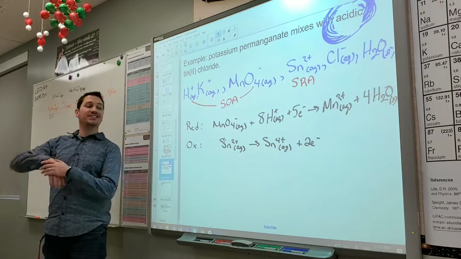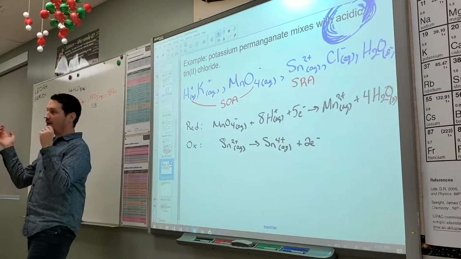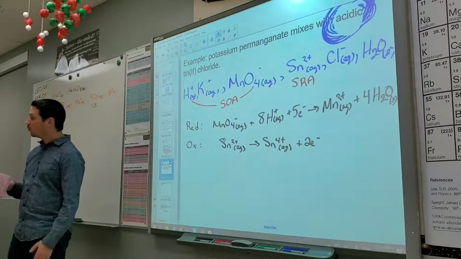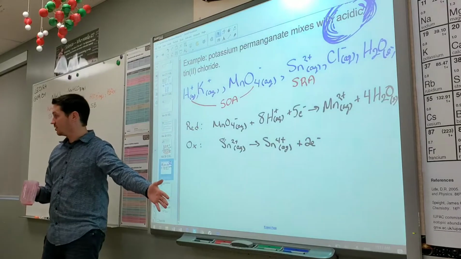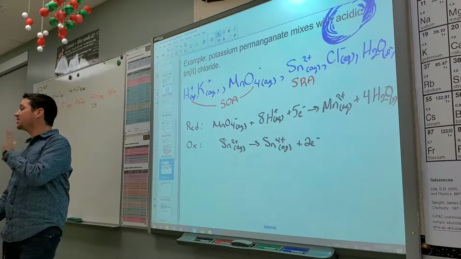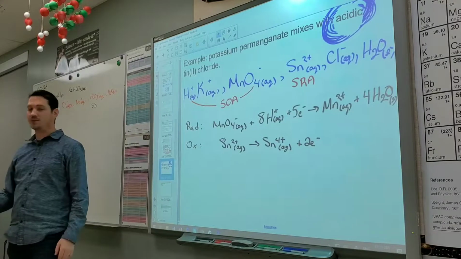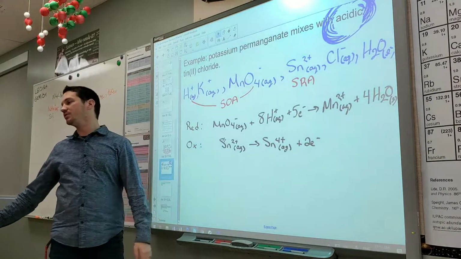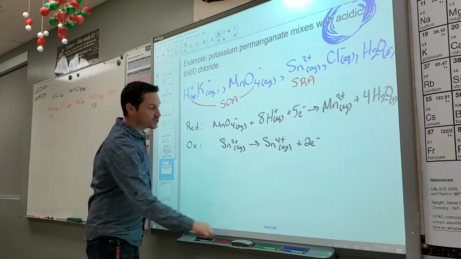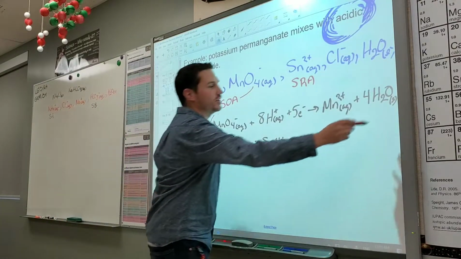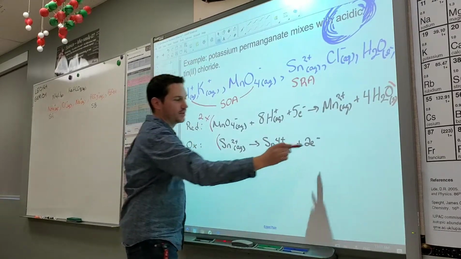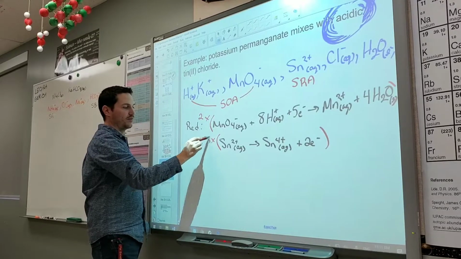So can we just add these two half reactions together? Yeah, balance it. What do we have to do first? Balance the electrons using the lowest common multiple. Good. What's the lowest common multiple between 2 and 5? 10. It's 10. So we're going to multiply this reaction by 2, and we're going to multiply this reaction by 5.